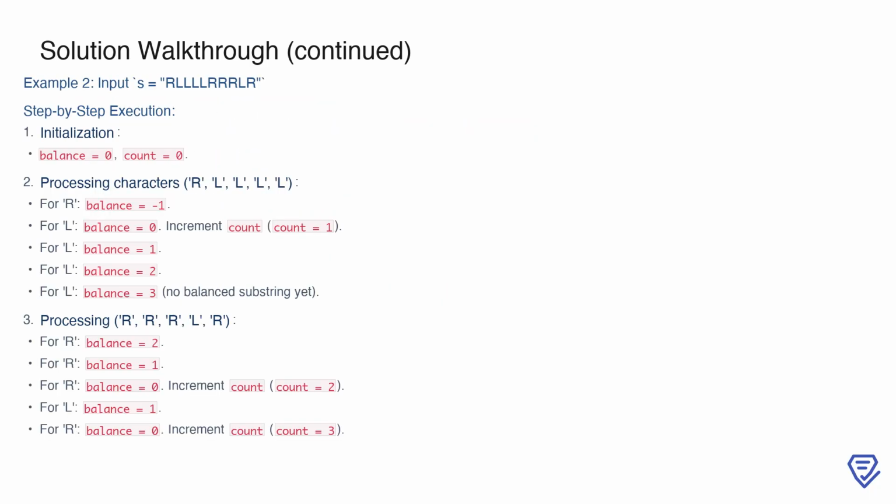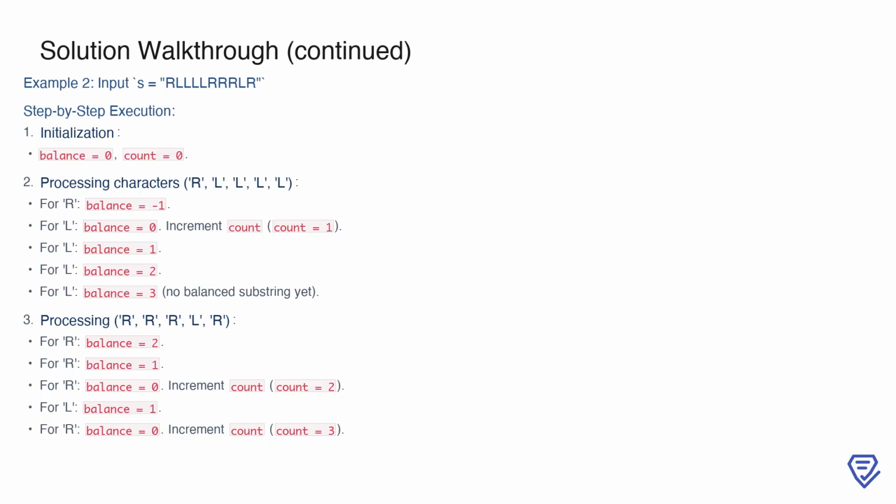In the second example, we analyze the input S equals RLLLRRRRR. Once again, we initialize balance to 0 and count to 0 to begin tracking our progress. First, we process the sequence of characters R, L, L, L, and L. For R, we reduce balance to -1. For the first L, we increase balance to 0, which indicates a balanced substring, so we increment count to 1. Processing the next 3 L characters, we increment balance successively to 1, 2, and 3.